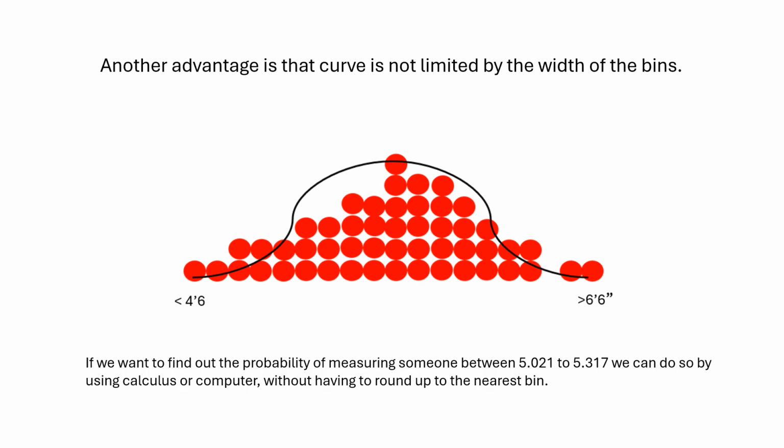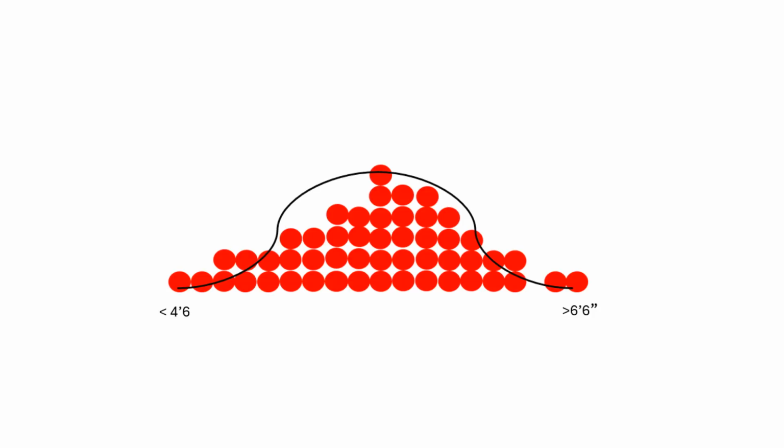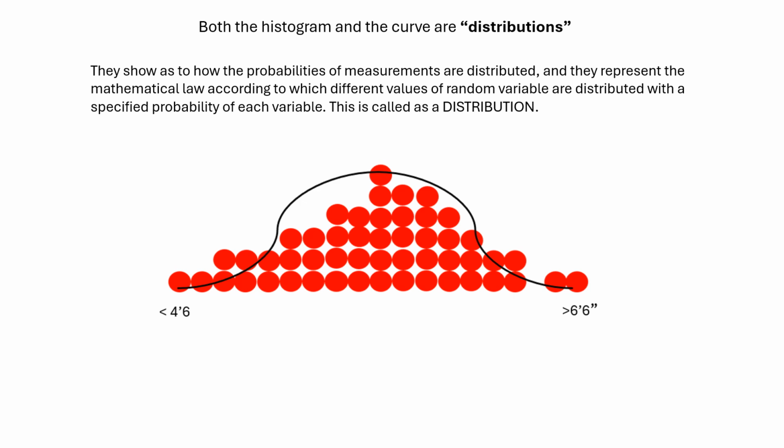If we want to find the probability of measuring someone between, say, 5.021 and 5.317 feet, we can easily do so using calculus or a computer, without having to round up to the nearest bin. So now that we have observed both the histogram, that is, the stack of these balls or random variables alternatively, and this curve, these are the distributions.